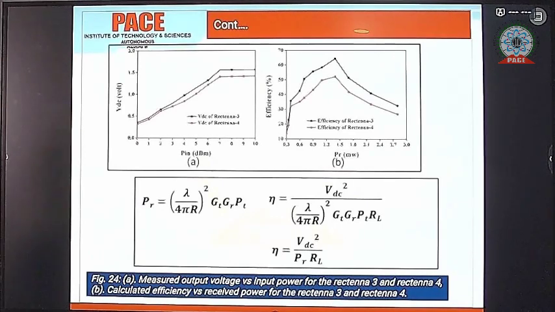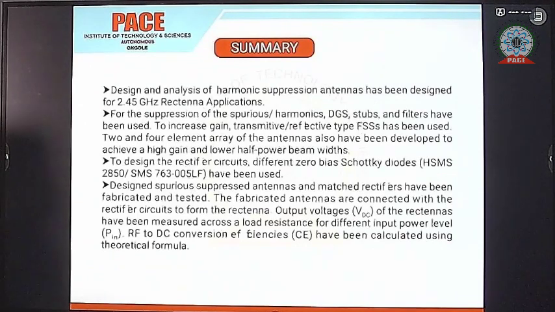For the rectifier circuits, we are using a 2.45 gigahertz antenna. For the rectifier, we are using the HSMS 2850 and 7630 diodes, one with high breakdown voltage and another with low breakdown voltage. The antenna has suppressed all the spurious frequencies, which is better for conversion efficiency. The RF to DC conversion efficiency has been calculated using the Friis transmission equation. Based on the entire antenna, first of all we suppress the complete harmonics.